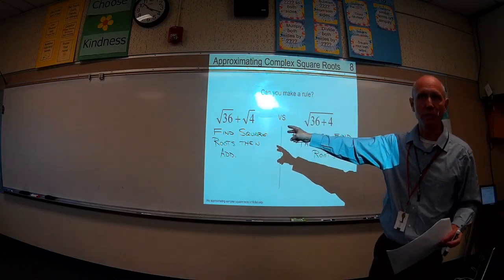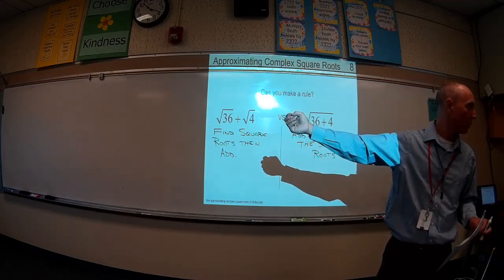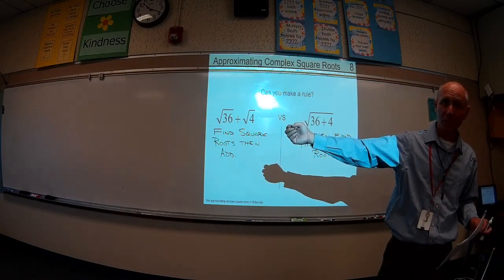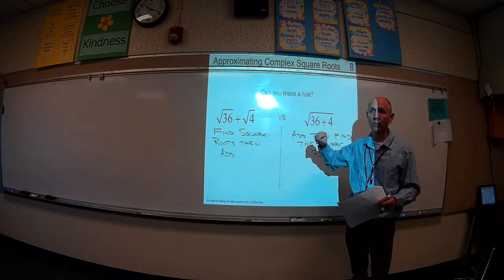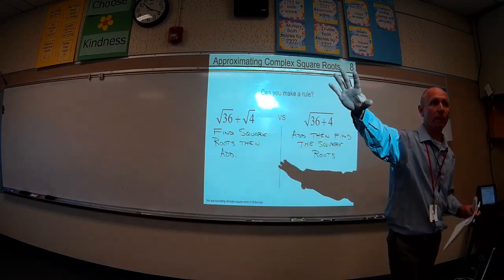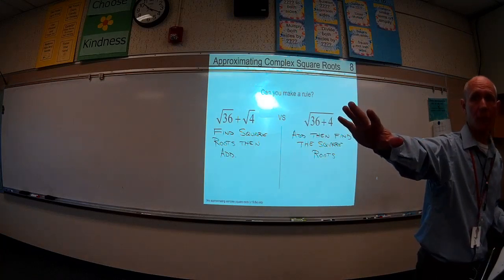These are the two methods. You're either going to add them first and then find the square root, or you're going to find the square roots and then you're going to add them. And it depends on how the problem's given to you. 5-second count for questions.